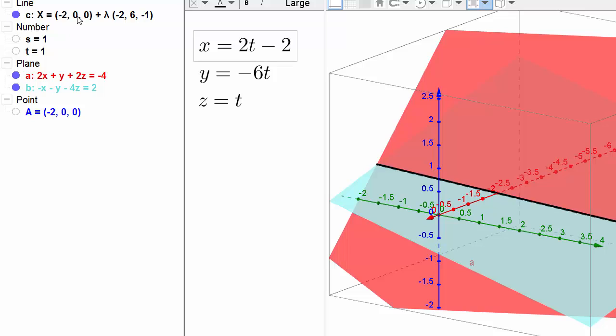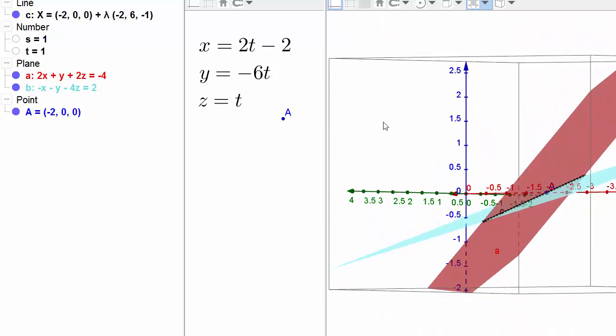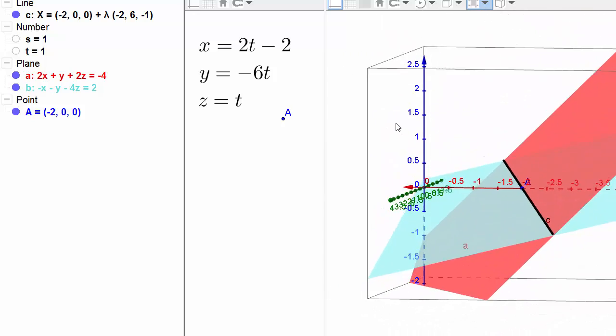Using the intersection command, I've wound up with this equation in vector form, negative 2, 0, 0, which matches up nicely with the parametric form, plus lambda times negative 2, 6, and negative 1. So GeoGebra has basically given me the direction vector here, but the direction vector in the other direction. If I want to verify, I see that negative 2, 0, 0 is my position vector. I can actually turn that point on. There's point A over here in my plane, and I can see, yes, that point A lies on the line that is the intersection of those two planes.